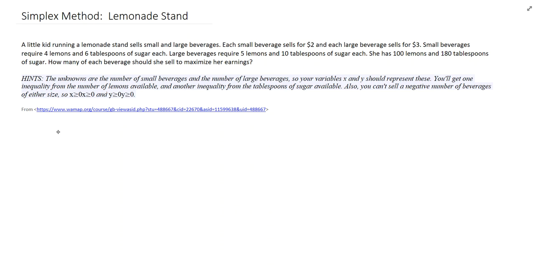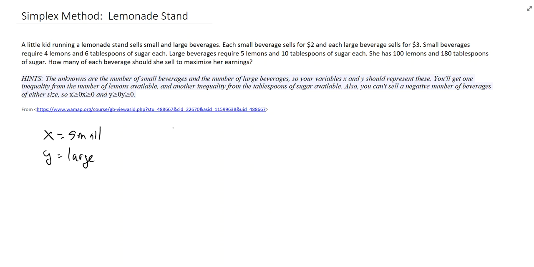So it gives you a nice hint there that the unknowns, the things that we don't know, are how many small beverages and how many large beverages to make. So let's start with that definition, that x is the small beverages and y is the large. And it's actually the number of beverages that we're going to make.